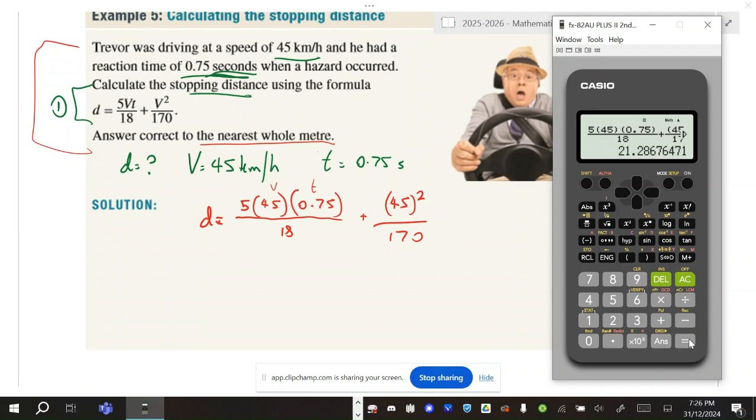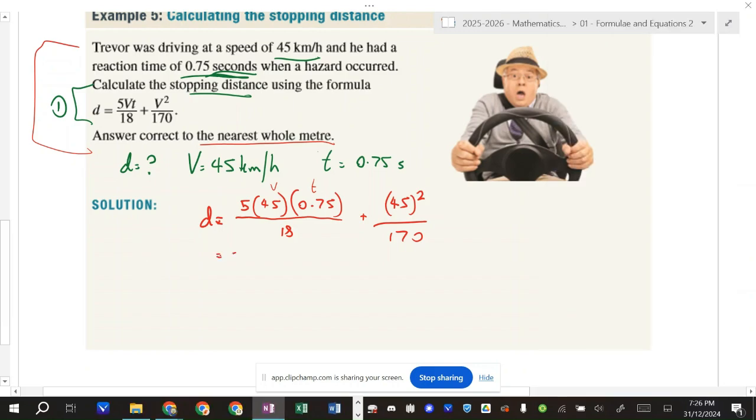21.2867647. Now, this is a calculator, so it is showing an approximation, but we're going to use that one, 21.28676, and I'm just going to put dots after it to indicate that it keeps on going.